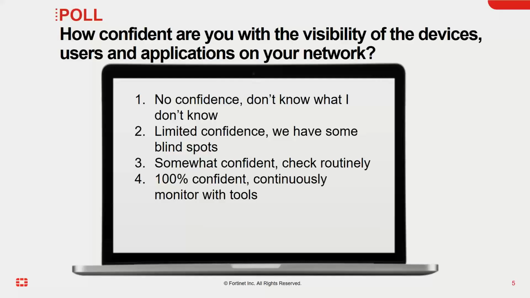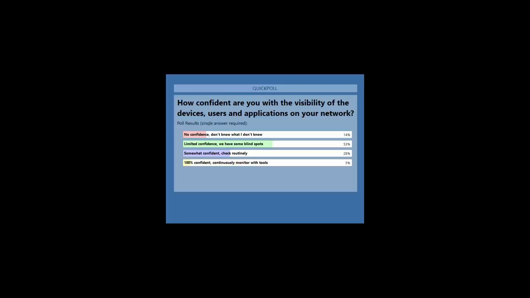We have some data, so let me share with the audience the results of our poll. How confident are you with the visibility of devices, users, and applications on your network? First category was no confidence. We don't know what we don't know. 14% of our audience chose that option.